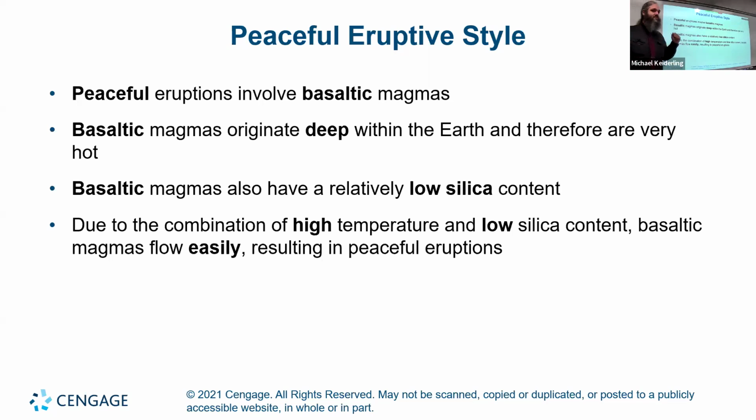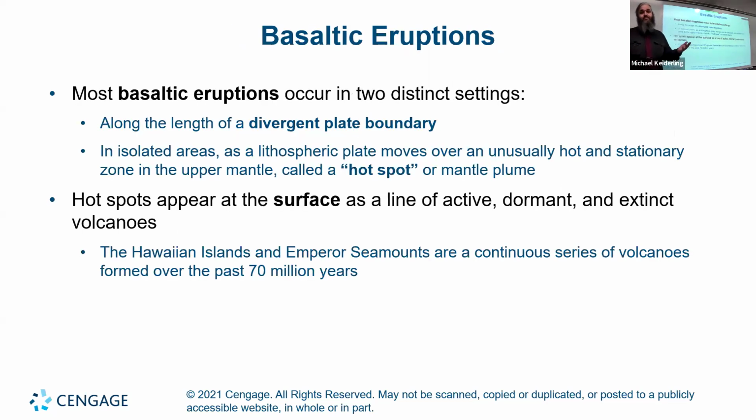They also have less water dissolved in them, because they come from deeper in the earth. Most basaltic eruptions occur in two distinct settings, either at divergent plate boundaries, like Iceland, or in isolated areas as a lithospheric plate moves over an unusually hot stationary zone in the upper mantle that's called a hotspot or a mantle plume, like Hawaii. And hotspots appear at the surface as a line of active, dormant, and extinct volcanoes.